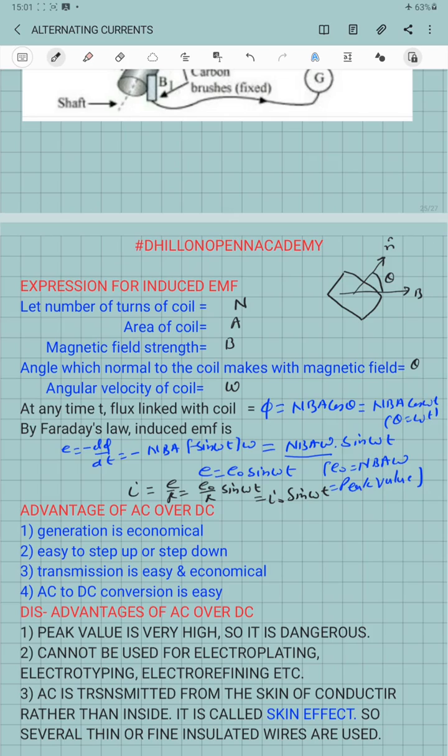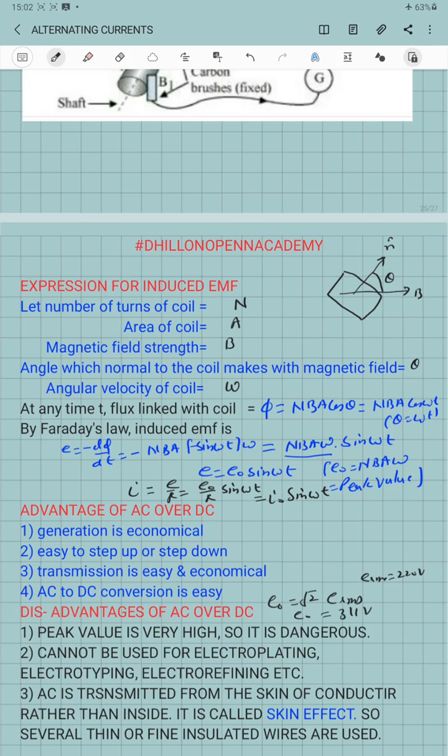But there are some disadvantages of AC also. First, its peak value is very high, so it is very dangerous. We know that the peak value of alternating EMF, E naught, is given by root 2 times its RMS value. The AC voltage which we are using in our homes has an RMS value of 220 volts. This means that if we find its peak value, it will be around 311 volts. So that is a very large value, and it is very dangerous to work with AC.